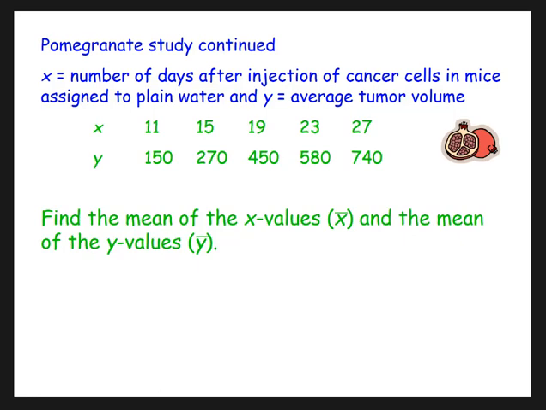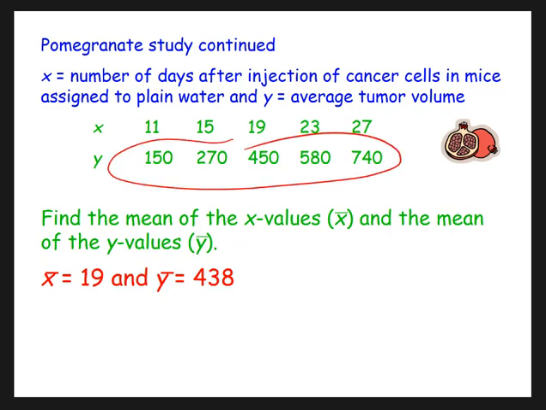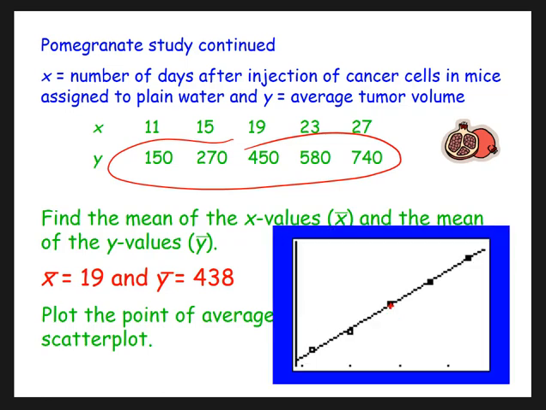So looking at these, let's find the mean of the x values and the mean of the y values. X bar is 19. If we add these up and divide by 5, we get 19. Y bar is 438. We add these up and divide by 5, we get 438. Plot the points of averages on the scatter plot. So here's our scatter plot right here. The point of averages is x equals 19, y equals 438.